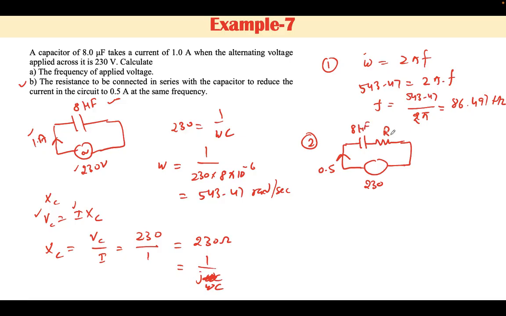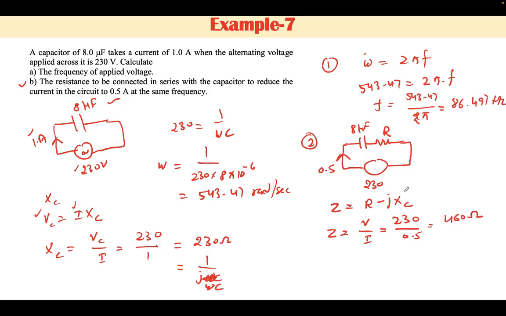The capacitor will remain the same, 8 microfarad. Now the resistance is R, and we don't know the value of this resistance. In an RC circuit, we know Z is equal to R minus jXc, and here Z is equal to V by I of the circuit. V is 230 volt whereas I is 0.5, and hence we can find the value of Z, which will be 460 ohm.